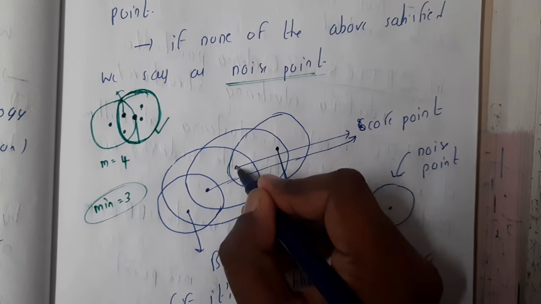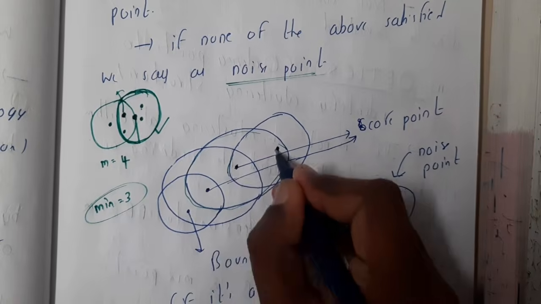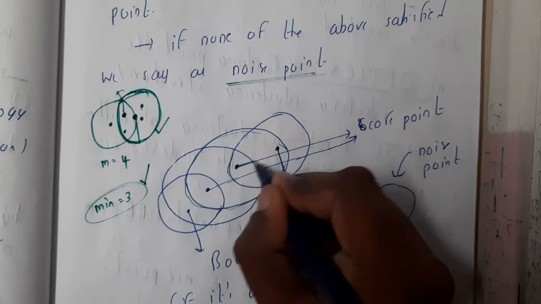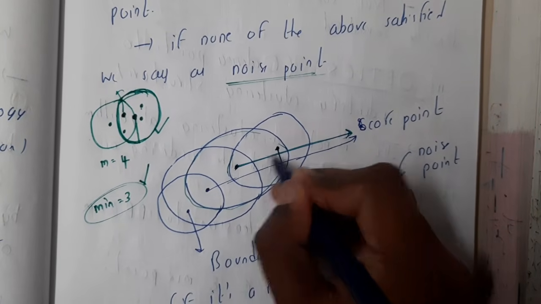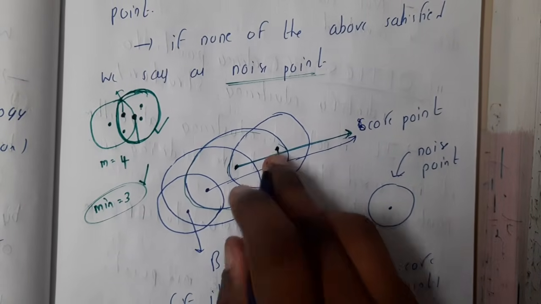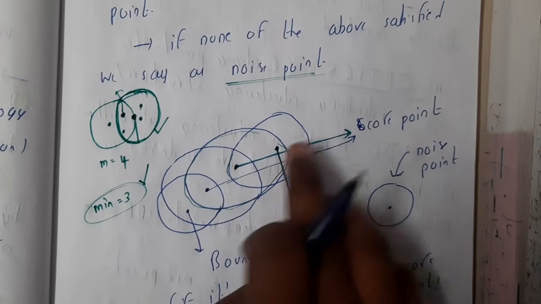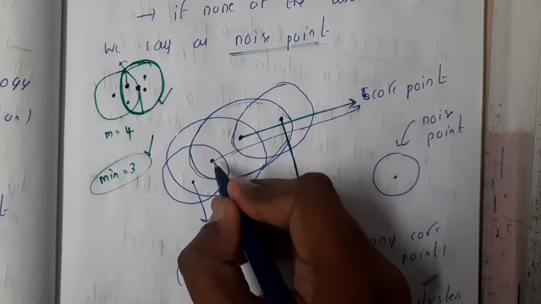Whereas if we come here, the radius is in this way, right? And we are having 3 points inside, which is satisfying. Hence this is a core point. As this is a core point and this is inside, this is a boundary point, guys, right? So first identify the core points, then move to boundary points, guys. As this is the core point, this is the boundary point. Okay, let us continue.